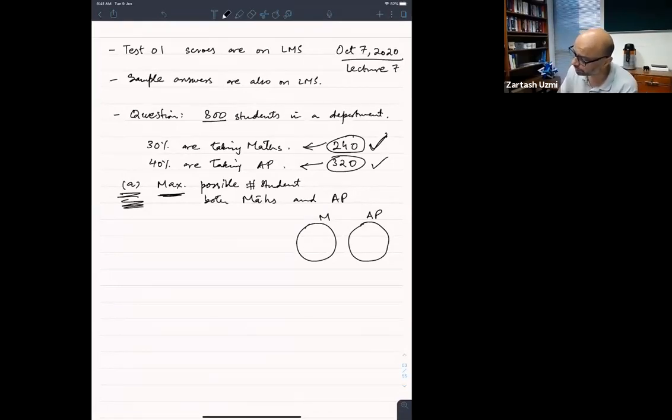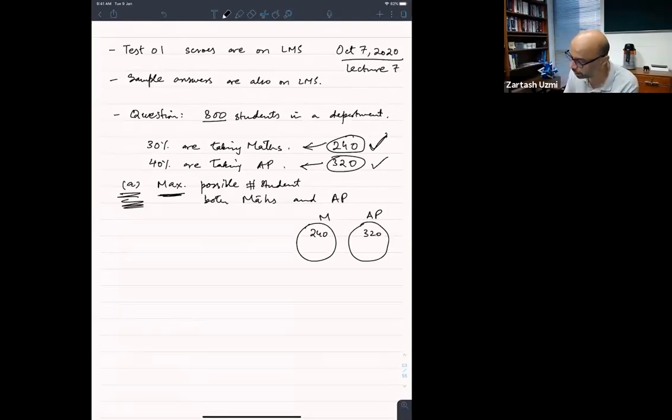So both maths and applied probability. People who are taking both maths and applied probability. So you can see that there is a number of students taking the maths class, and a number taking the applied probability class. Part A is asking the maximum possible number taking both courses simultaneously. If I draw the Venn diagram, with people taking the maths class and people taking the applied probability class being a different 320 people, what is the common area? Nobody is taking both classes together. No student. So this gives the answer 0, but this is not the maximum possible number.